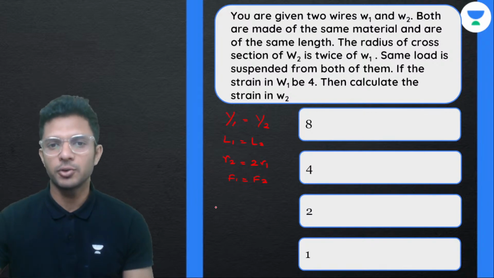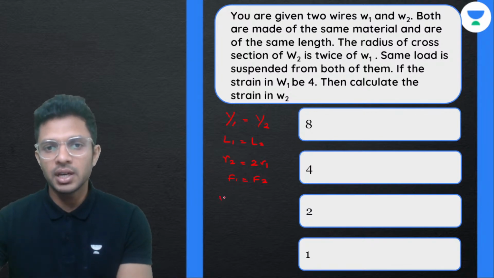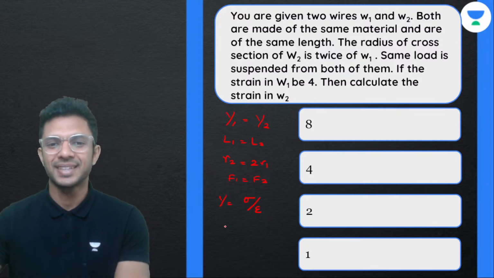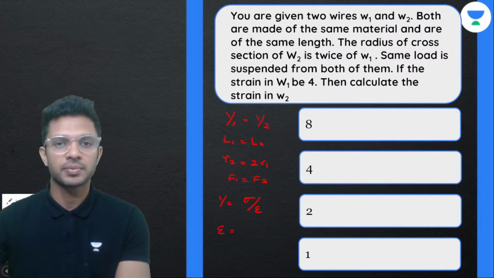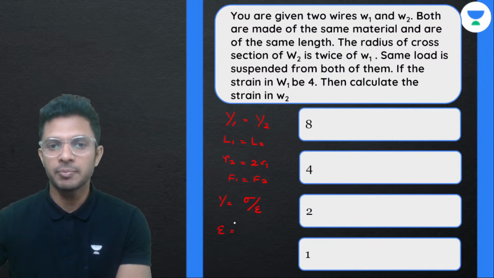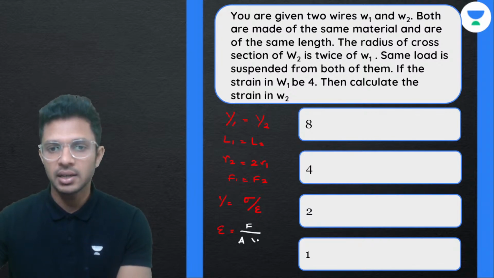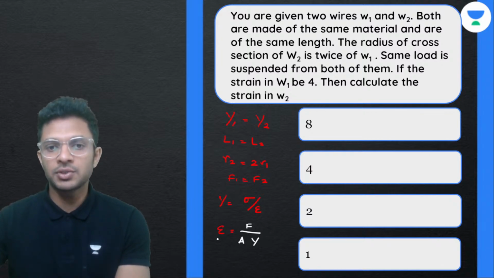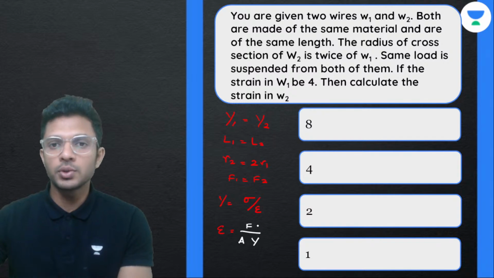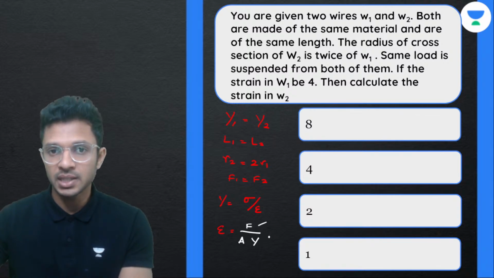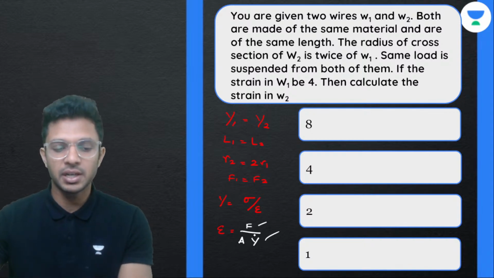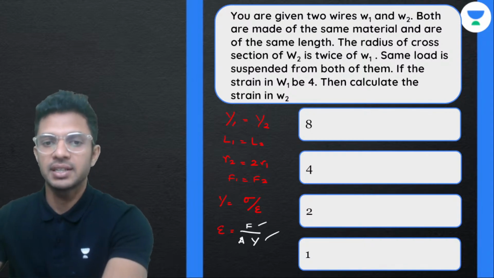First, let us make a formula for stress and strain. We all know that Young's modulus is equal to stress by strain. So strain is equal to stress, we can write it as force divided by area, by Young's modulus. Now look, in the calculation of strain here, you know that force is the same in both the wires, Young's modulus is the same. The only difference is in area, because the area is dependent upon radius. Okay? So let us write in the next page.